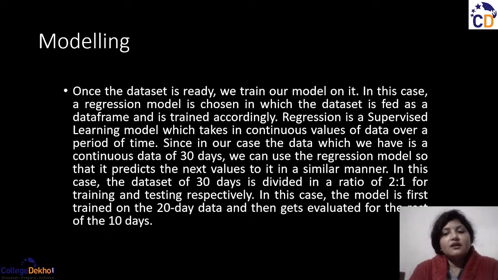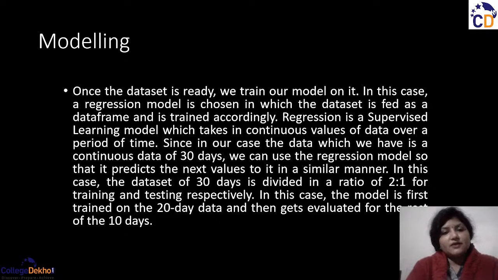In this training and testing data, in this case data of 30 days is divided in a ratio of 2:1 for training and testing respectively. In this case the model is first trained on the 20 days data and then gets evaluated on the remaining 10 days. So what we do actually is divide the data set into an 80:20 ratio. Why? 80% is required for training the model and 20% data is used for evaluating the model, for testing the model. This is basically why we are doing so.